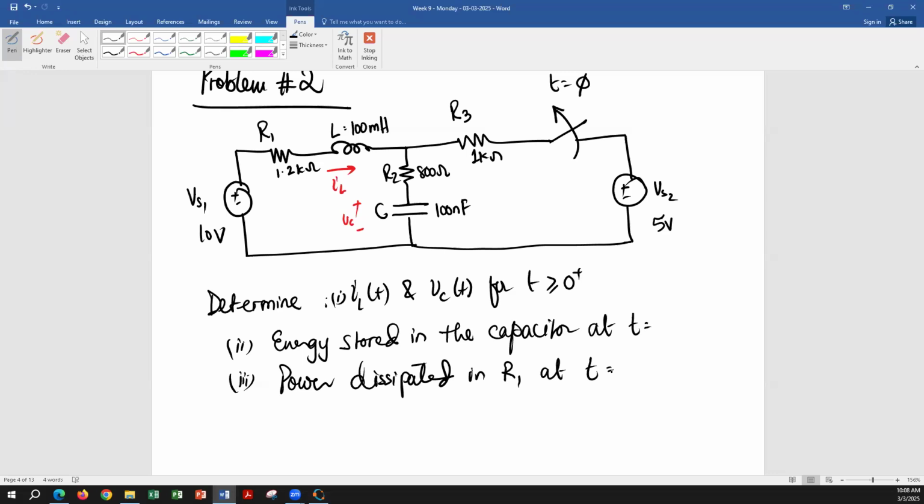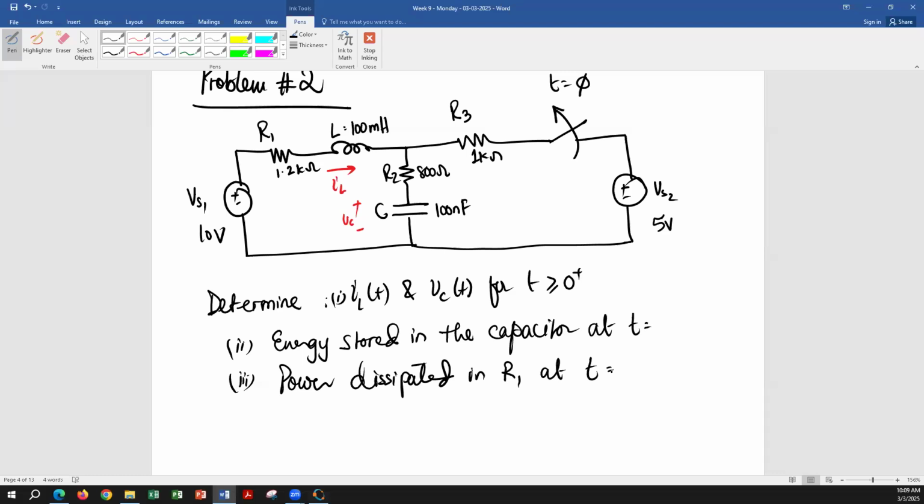Okay, and what is the formula? Half CV square, right? So when I put the time, let's say I put 10 millisecond, how are you going to find that energy at 10 millisecond? In the voltage expression that we will find in the first part, you're going to put 10 millisecond, find the voltage at that time instant, and then use that.